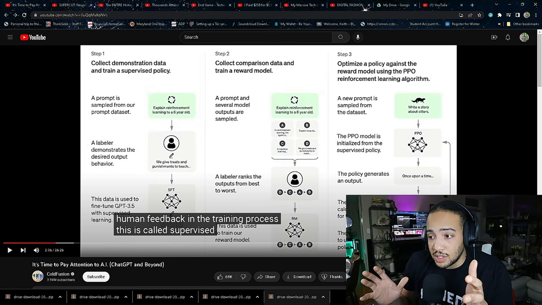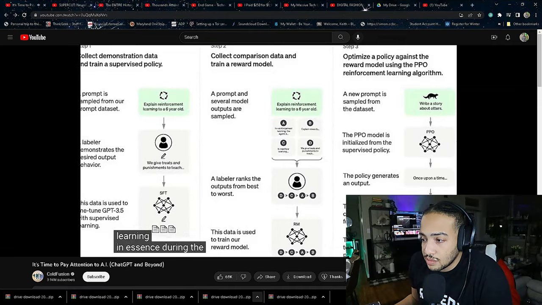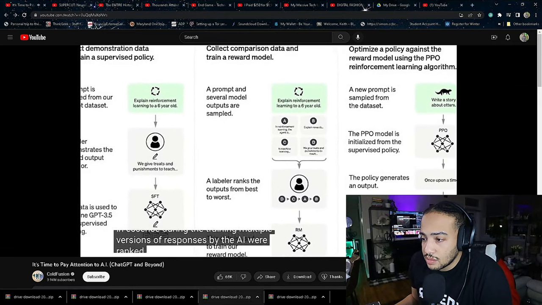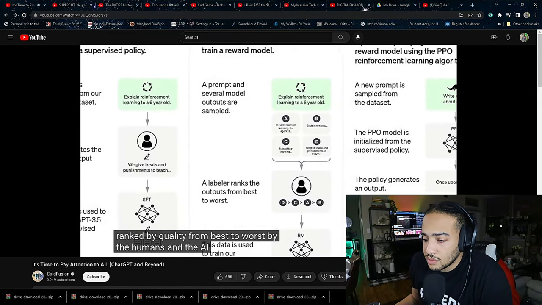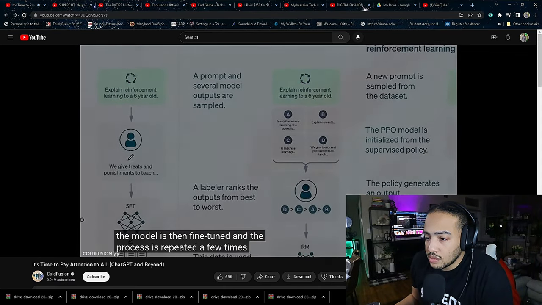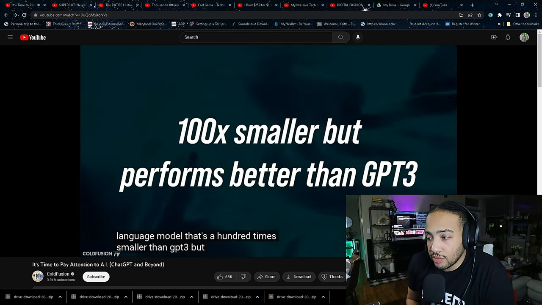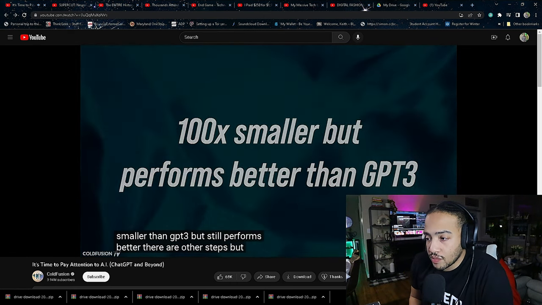The better the response, the bigger the reward. Reinforcement learning. In essence, during the training, multiple versions of responses by the AI were ranked by quality from best to worst by the humans, and the AI is digitally rewarded when it improves. The model is then fine-tuned and the process is repeated a few times. This method ends up producing an AI language model that's 100 times smaller than GPT-3, but still performs better. There are other steps, but that's the long and short of it.